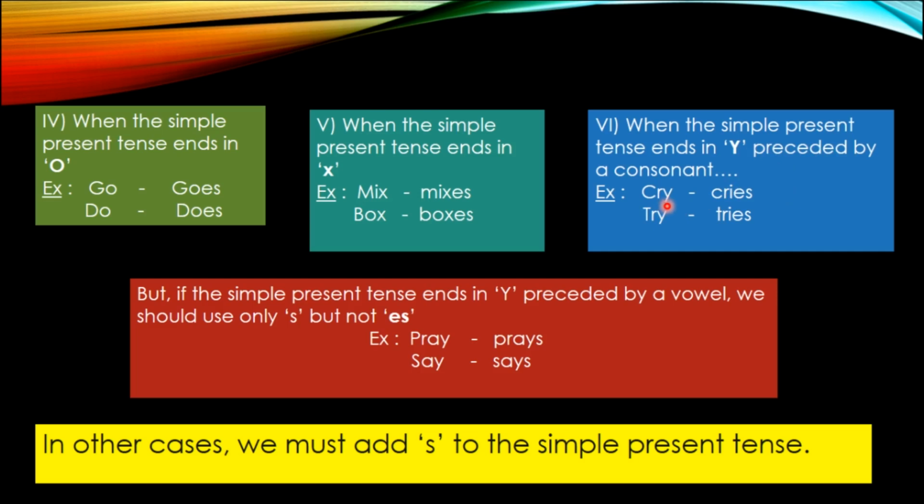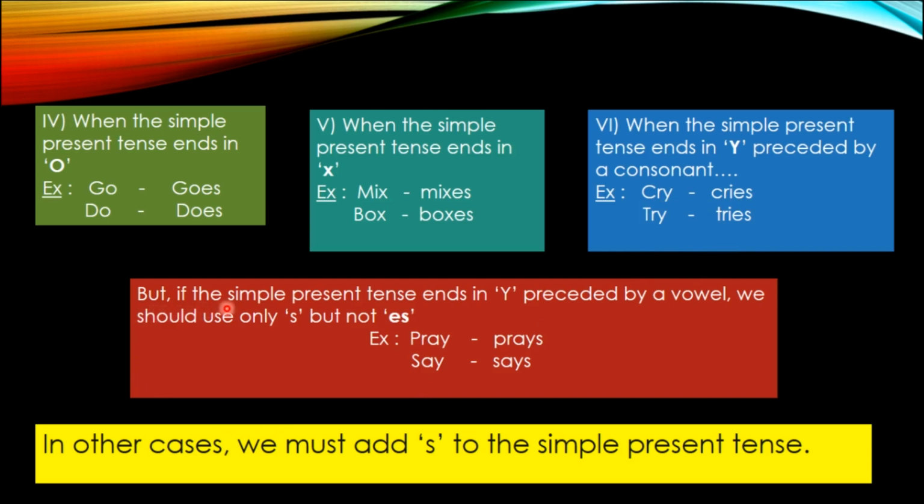Look here, an example. Carry. The simple present tense verb here ends in Y preceded by a consonant letter R. Then we remove this Y and add IES. Cry, cries. Try, tries.